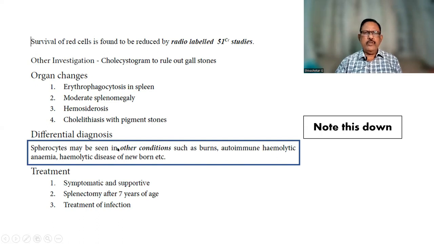The differential diagnosis for this condition can be, it can also be acquired, as in the case of burns, autoimmune hemolytic anemia, hemolytic disease of the newborn, etc. Otherwise, it is an acquired autoimmune disorder. The treatment will be supportive, splenectomy if it is going to be persistent. And there has to be treatment of the infection. I would like you people to kindly note this differential diagnosis.